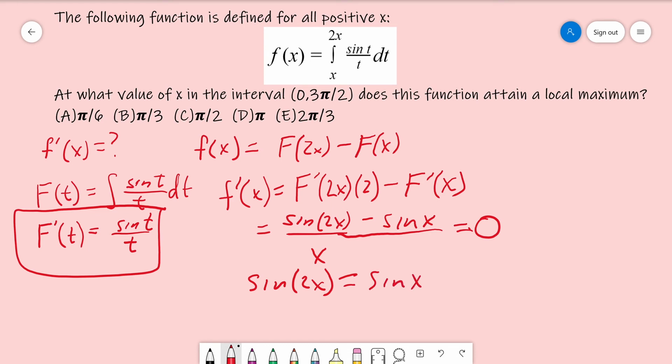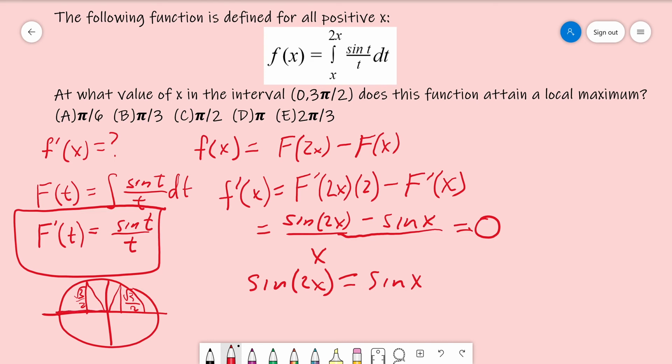Well, this is like asking which angle has the same sine as its double. Let's think about it. If we look at the unit circle, I think if we look at pi over 3, remember the sine of pi over 3 is root 3 over 2, and then 2 pi over 3 is going to be over here, and it's going to have the same sine, root 3 over 2. And the other option is pi.